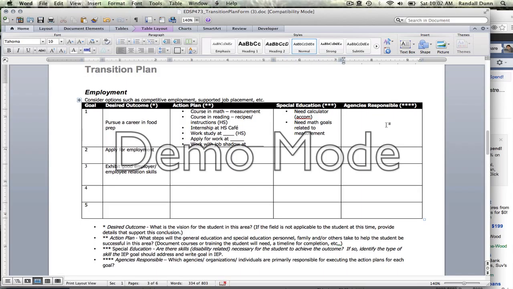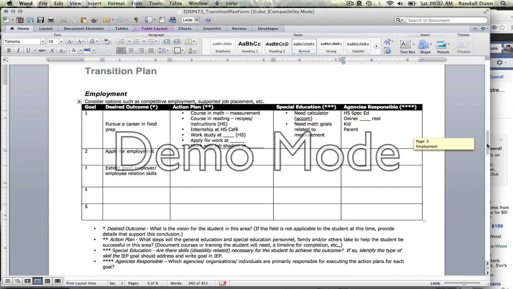In our action plan, there's the high school special ed teacher, but there's also whoever the owner of the so-and-so restaurant is, and then whoever else might be, kid, parent. Okay, next up, so that's the transition plan. You're going to the transition plan for employment. There's going to usually be a 4, but you can fill in all 5 if you want.